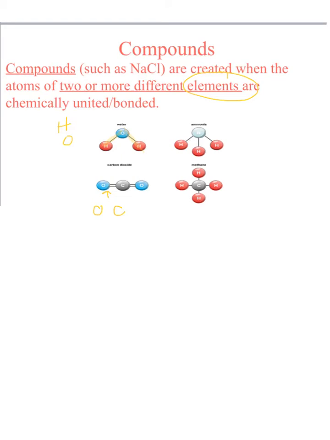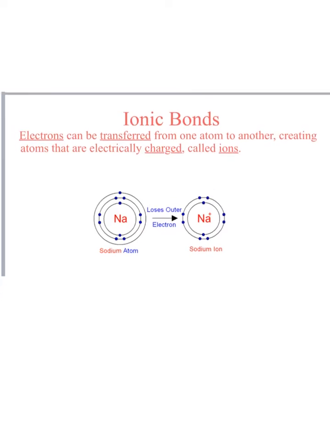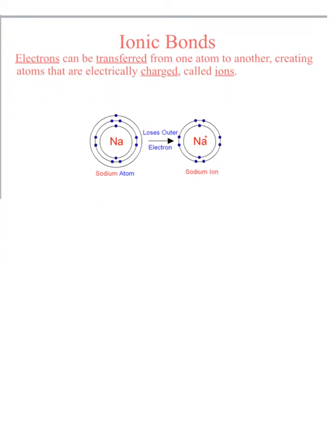Here, ammonia is a compound because it has N and H. And lastly, methane is also a compound because it has C and H. So when two or more elements are chemically combined together, that is when we have a compound. And we're going to talk today about how those compounds are created. So one way that those bonds are created is through ionic bonds.